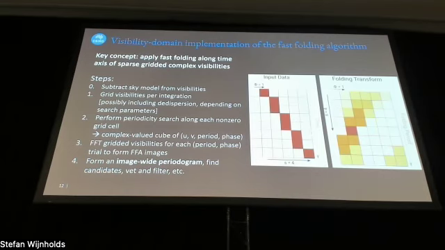So the steps for how this would work, if you're doing this on longer timescales, you could subtract the sky model from the visibilities, grid the visibilities for all integrations, possibly including de-dispersion, depending on what your search parameters are. And then you just perform this periodicity search along every UV cell. That'll give you a 4D cube of UV, period, phase. You can FFT each period phase trial, and that will give you an image for that period and phase trial where you can do a source search, and basically it reduces to almost like a transient search problem. So you're essentially forming an image-wide periodogram.